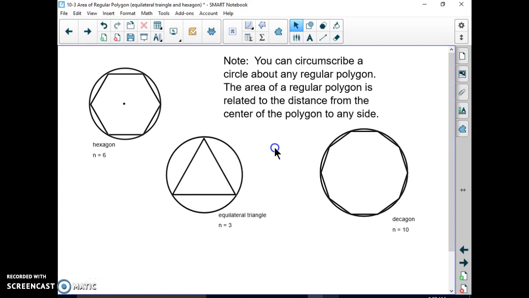So basically the note says that you can circumscribe a circle about any regular polygon. And the area of a regular polygon is related to the distance from the center of the polygon to any side. Before we get started here, we need to define a couple of things. In this first example, I have a regular hexagon inscribed inside of a circle. All of these sides are congruent, and all of these angles are congruent.